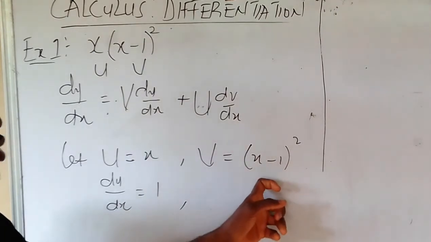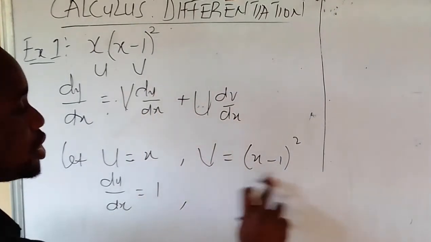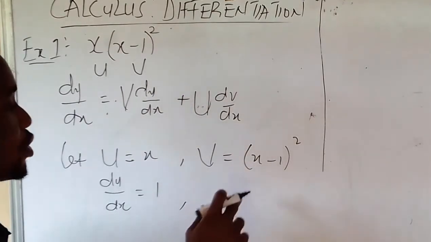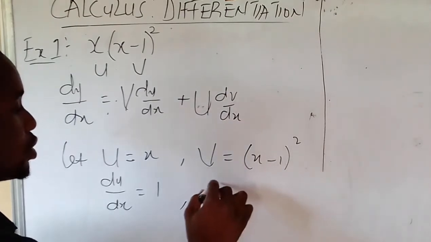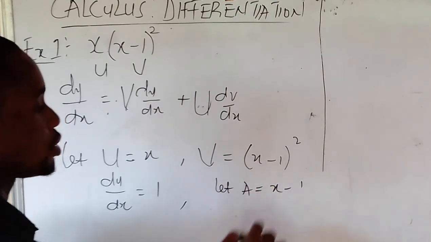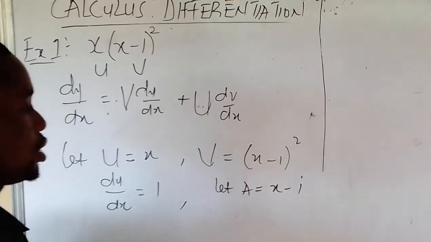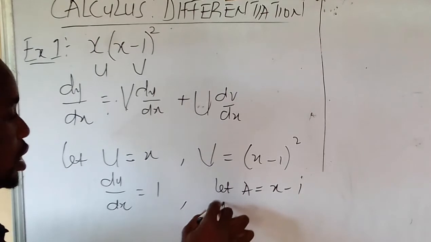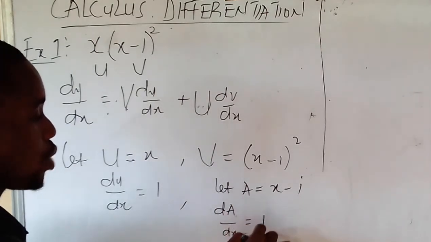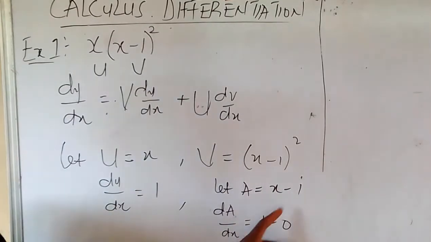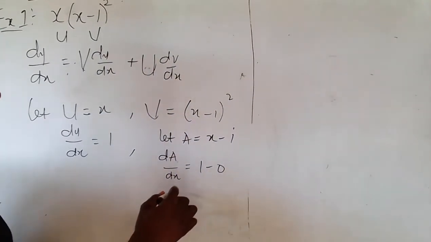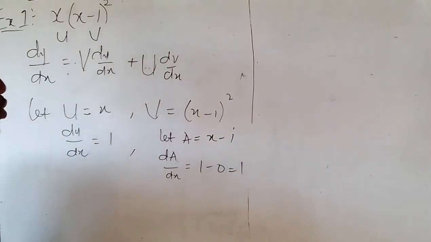For dv/dx, this is a question you likely use function of function to solve, where we make the expression in the bracket a particular variable. We can use any letter of the alphabet apart from u, so let a be equal to x minus 1. Then dA/dx equals 1 minus 0, because differentiating x gives 1 and differentiating 1 gives 0. So dA/dx is 1.